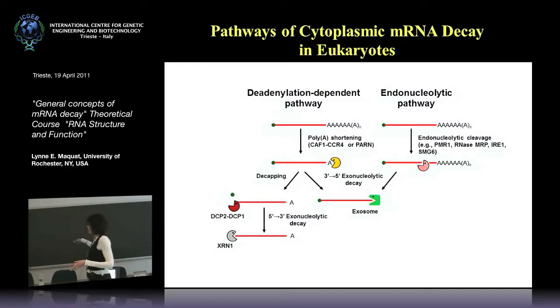An alternative pathway, which tends to be particular to particular mRNAs and is not generally applicable to most mRNAs, is the endonuclear pathway, where a 5' and a 3' cleavage product is generated. Here's a list of some endonucleases. And then, as you can imagine, the 5' product of the endo cleavage is degraded from the 3' end by the exosome, and the 3' cleavage product from the endonuclear cleavage is susceptible to decay by XRN1.